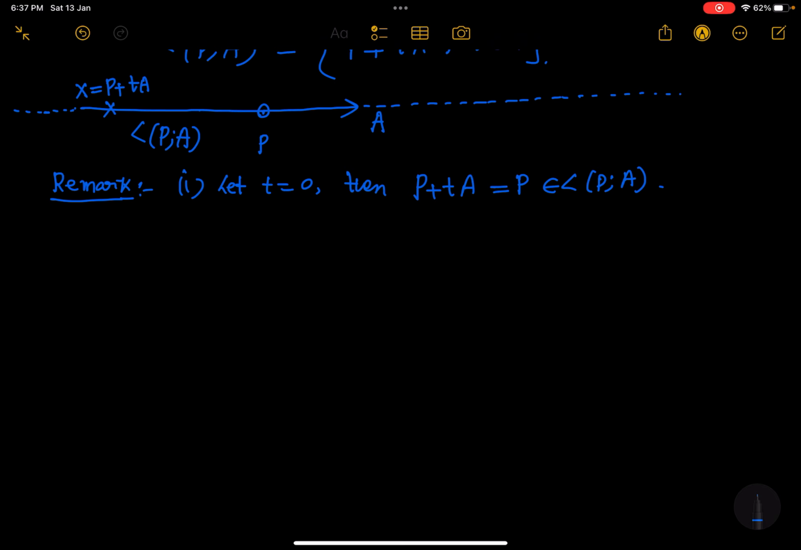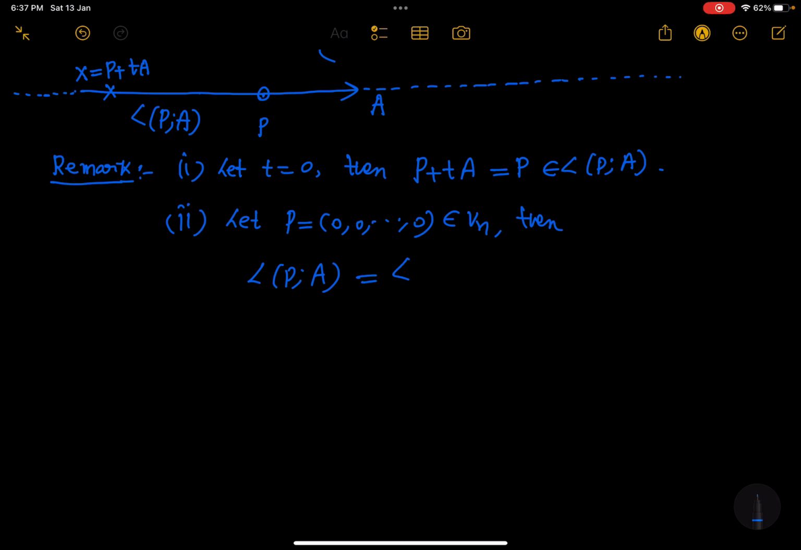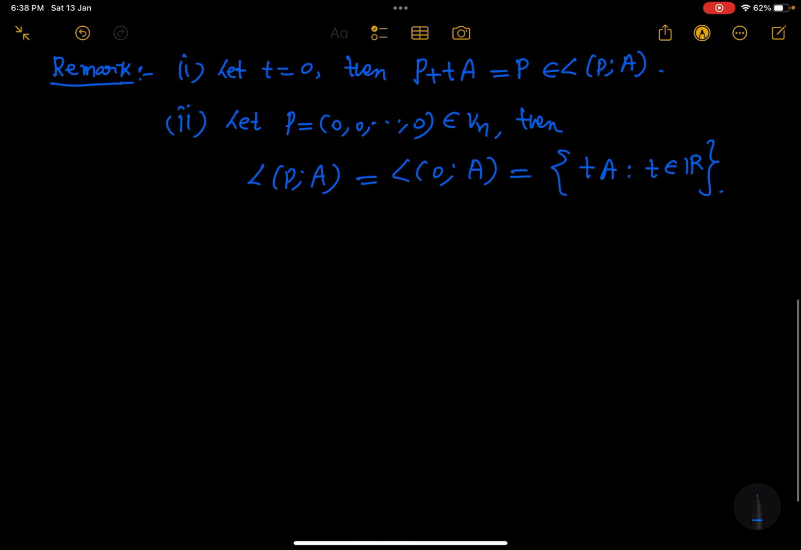So now if you take P equals 0, that is 0, 0, 0 in Vn, then L of P, A is exactly L of 0 comma A, which is the set of vectors tA such that t belongs to R. So this L of 0, A is basically all the lines passing through the origin.